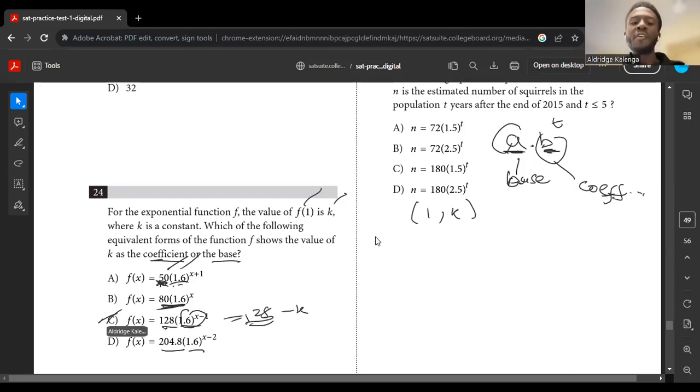But let's try D. If we use 1, it means 1 minus 2 is negative 1. So 1.6 to the power negative 1 is a fraction, 1 over 1.6. And then you multiply that by 204.8, it becomes a smaller number. But it means we've lost the 1.6 and we've lost the 204.8. So our only answer is C.